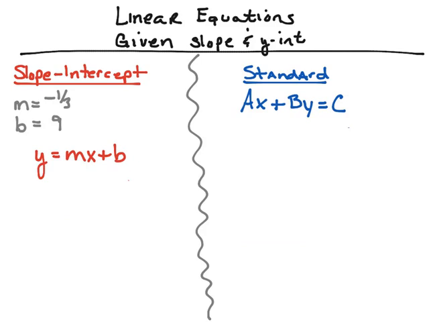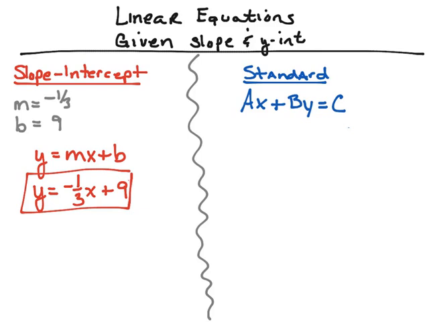Alright, last example we're going to look at here. We have a slope of negative 1/3 and a y-intercept of 9. So let's start with our slope-intercept form. We're going to replace the letter m with a negative 1/3 because that's what our slope is. We're going to replace the letter b with a positive 9. This right here is now our slope-intercept form.